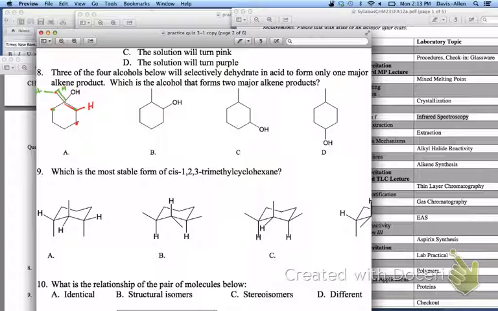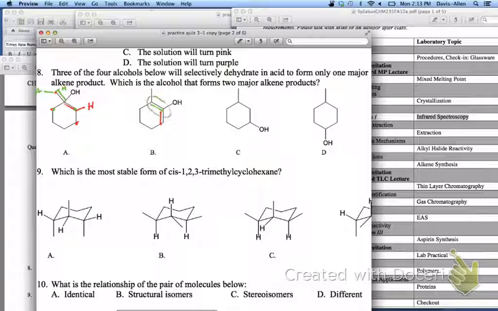Okay? If we looked at, well, selectively dehydrate. So in this case, we end up forming one major product. Okay? For A. The question asks for the alcohol that forms 2 major. So we'd go through and do this same reasoning on each of the other problems. We've got a green double bond and a red double bond. So we go between our leaving group, our OH, and the next atom, or the next position. Is one of those more stable than the other?